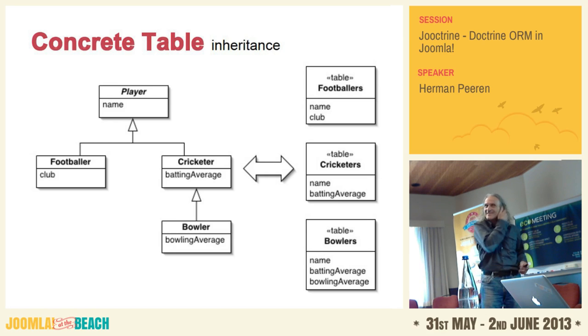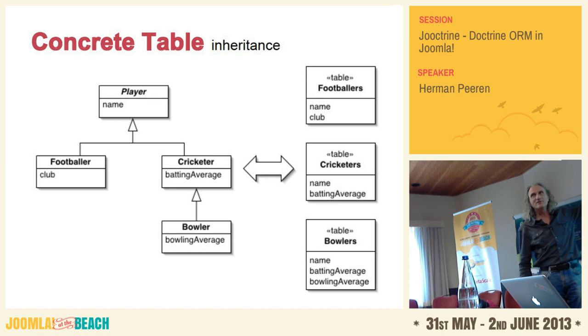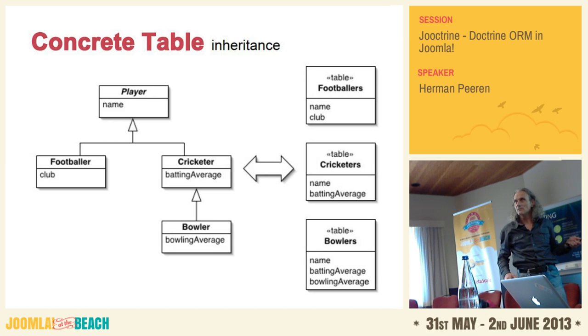This is an example of concrete table inheritance. Here we have a player as an abstract class, a footballer as a concrete class, and a cricketer as a concrete class. In concrete table inheritance, the abstract class, so core content, wouldn't have its own table. Only the concrete objects have their own table. That's why it's called concrete table inheritance mapping.